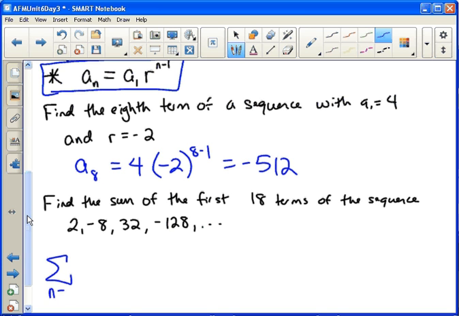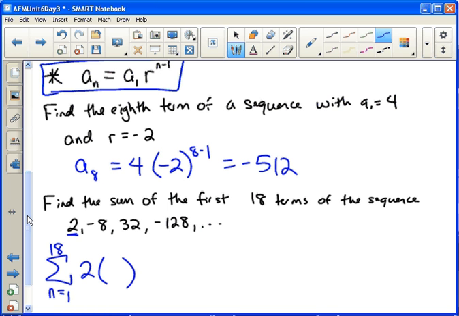So that'll do 18 terms. And then I just plug in my formula. So I'd do A1, which in this case is 2, times R. Okay, so let's stop a second and see what our R is. What are we multiplying by every time?